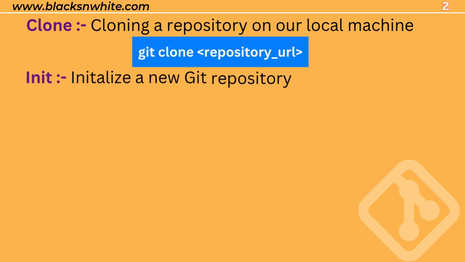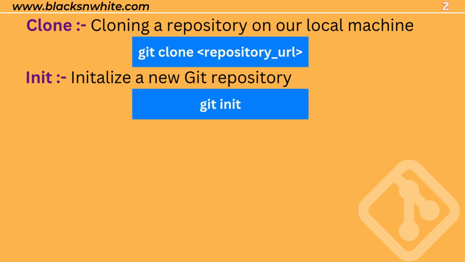Init. When you start a brand new project, you need to turn it into a Git repository. That's what git init is for. Running this command in your project directory creates a new, empty Git repository, setting up all the files and folders Git needs to start tracking your work.